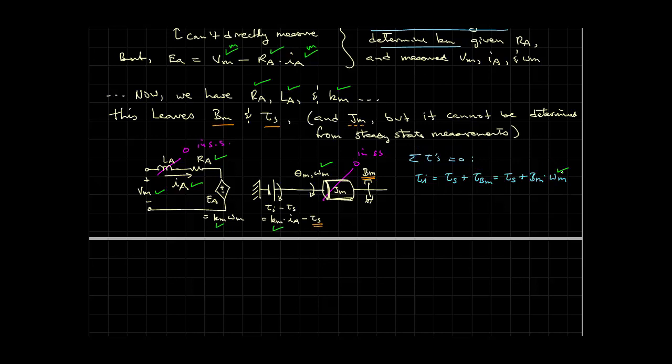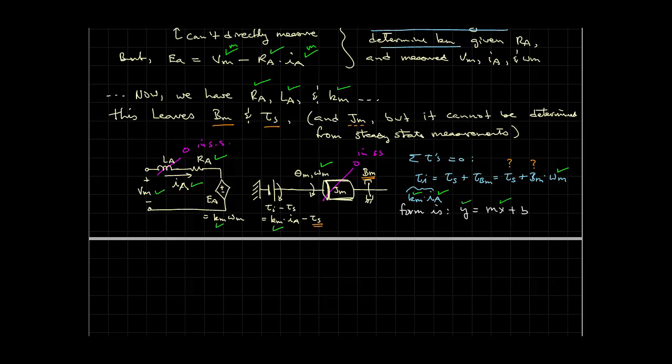Now we know we can measure ωm. We don't know tau s. We don't know Bm. But do we know tau I? Tau I is Km times Ia. Do we know Km? We do. And can we measure Ia? Yes, we can. So what we really have here is we have some equation that's of the form y is equal to mx plus b.